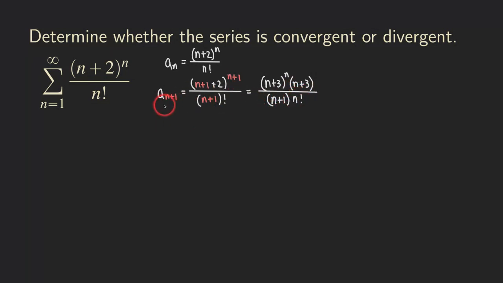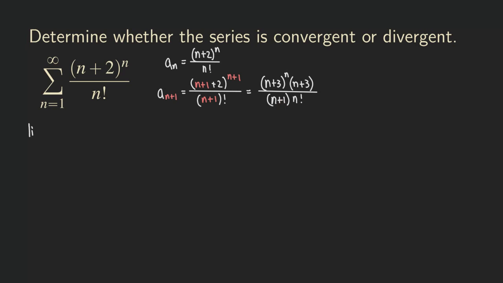When we take the ratio of a sub n plus 1 over a sub n, we are going to be canceling a lot of the factors. If we see this n plus 1 factorial, it's better to write it as n plus 1 times n factorial. You can see that they have the same factor n factorial in there, so a lot of things will get canceled. Now let's start doing the ratio test.